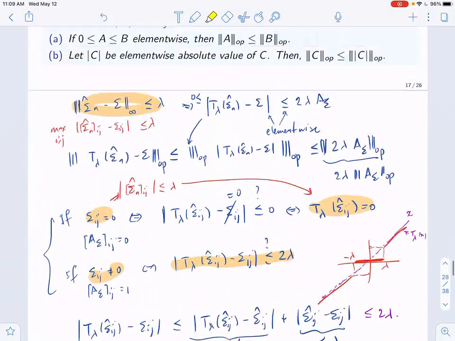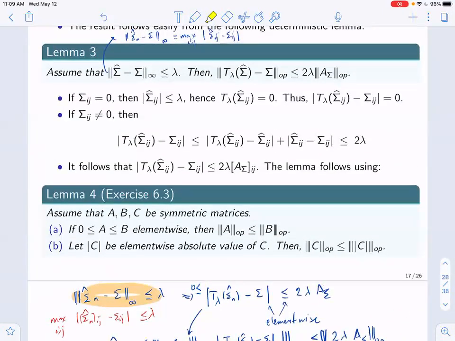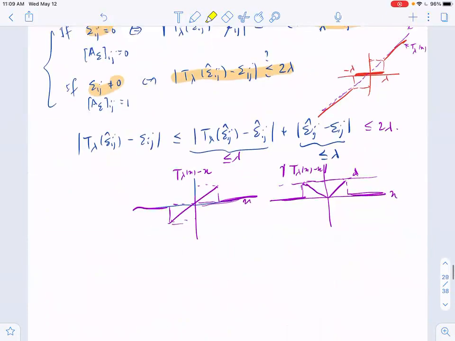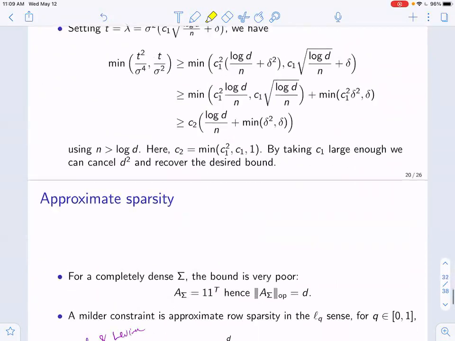Okay, and then we did the proof. The proof is basically just a deterministic inequality: the operator norm of the thresholded sigma hat versus the population sigma is going to be controlled if we have a bound like this. And it's a simple argument that you can go through.